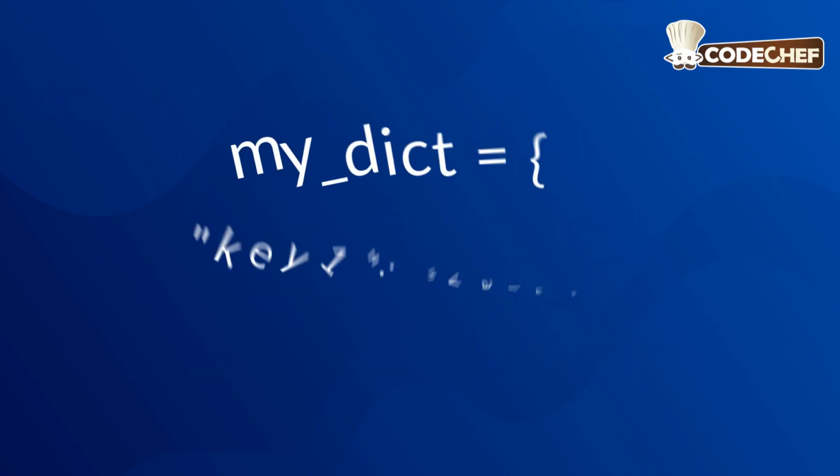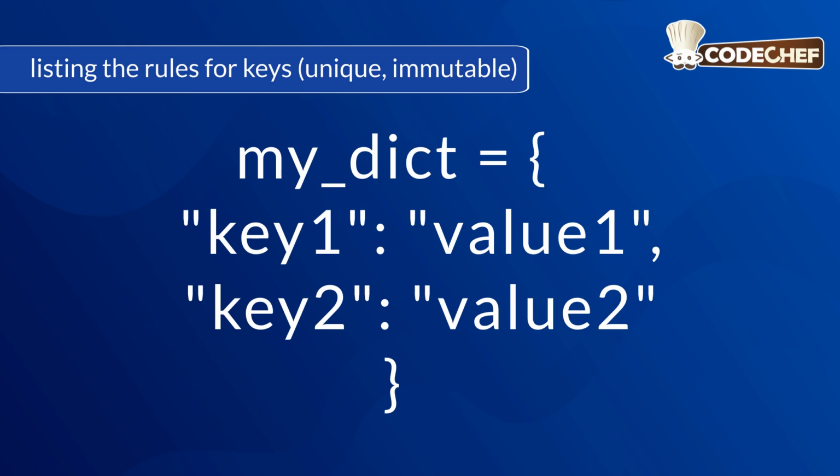A dictionary is an unordered collection of data stored in key-value pairs. It's defined using curly braces. Each pair contains a key, which is a unique identifier, and a value, which is the data associated with that key. The key and value are separated by a colon, and pairs are separated by commas. Think of it like a label and its data.